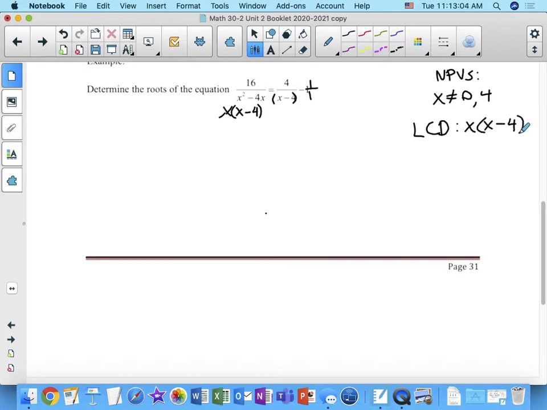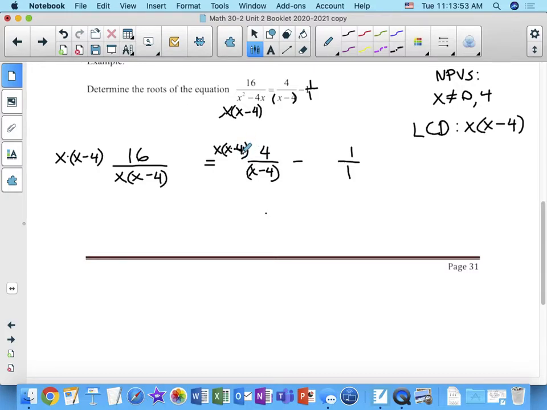So I am going to write out my equation again. 16 over x times x minus 4, I'll write it out in the factored form, equals, and I'm going to spread this out quite a bit, 4 over x minus 4. Is that a minus or a plus? It's a minus. Minus 1 over 1. And I'm going to multiply everything by the LCD. So this guy on the left gets multiplied by x times x minus 4. This gets multiplied by x times x minus 4.